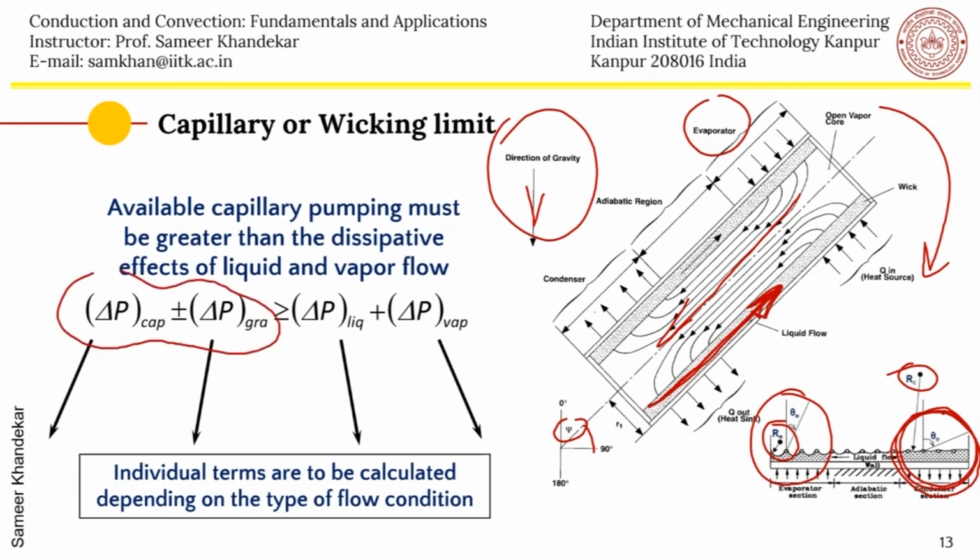So if you are able to calculate these four terms, we have to always make sure that delta P capillary and delta P gravity are greater than or equal to the dissipative forces, which are the negative part. We have to always ensure that these terms are greater than this term, so that the heat pipe will not stop. When that is not the case, the left-hand side becomes smaller than the right-hand side, essentially the heat pipe cannot operate, and we say that a dry out has occurred. That means the heat pipe has stopped operating.